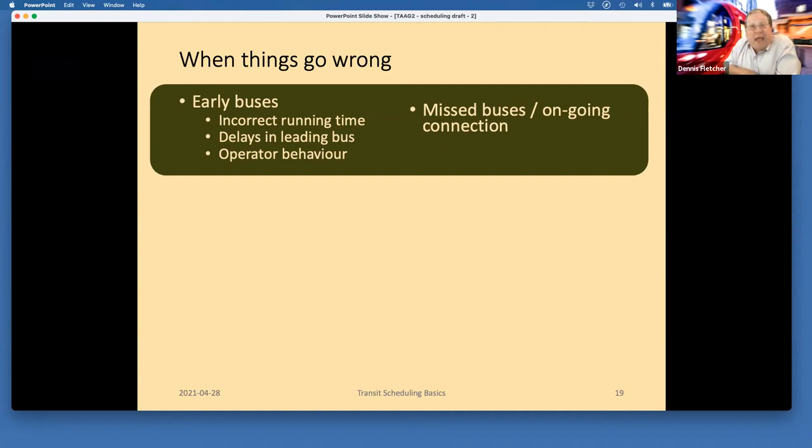If a driver gets ahead of schedule, there's two options to correct: drive slower or wait at stops. Some operators are better at this than others, and onboard passengers hate both options. I mentioned leading bus delay. How can a delay in the bus ahead make a bus behind early? Hold that thought and we'll come back to it.